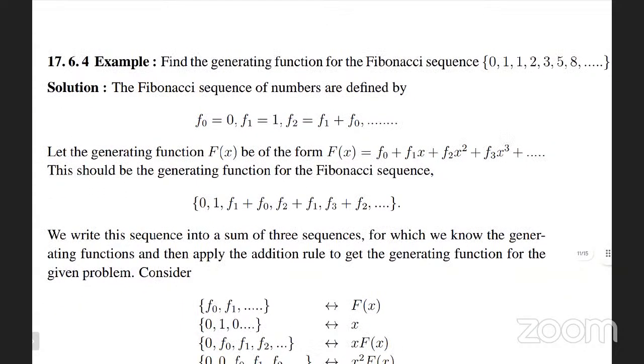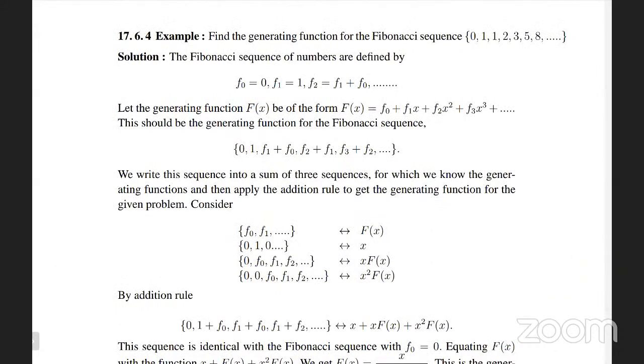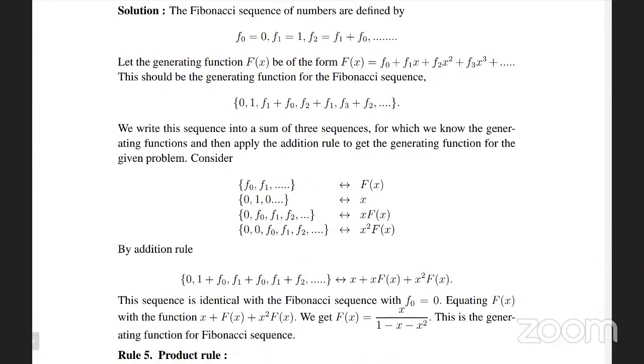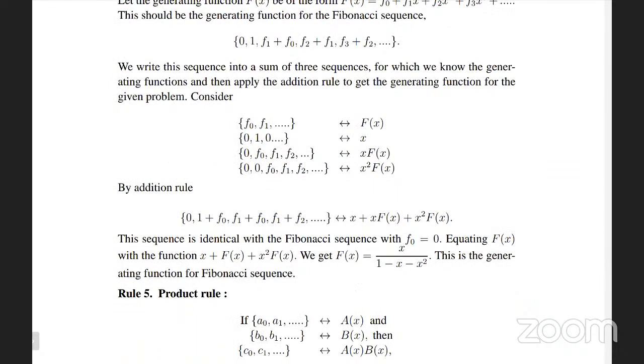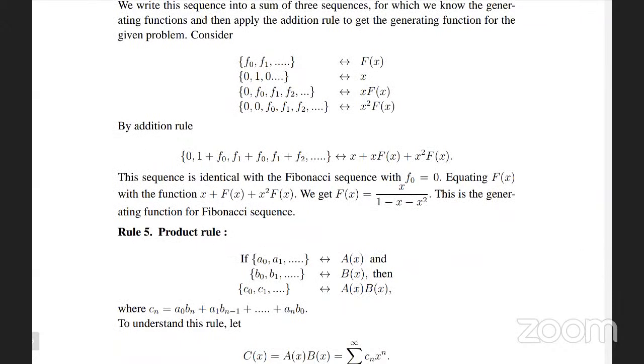I can take f naught equal to 0, f1 equal to 1, f2 equal to f1 plus f naught. Here, generating function F of x equals f naught plus f1 x plus f2 x square plus f3 x cube, and so on. So 0, 1, then f2 equals f1 plus f naught, f3 equals f2 plus f1. Next, these are the function sequences. If I take f naught, f1, it is capital F of x, and 0, 1 means x, and the products x into F of x and x square into F of x. So this rule will automatically be added. I can get x plus x into F of x plus x square into F of x. So the function is x divided by 1 minus x minus x square. This is called the generating function of the Fibonacci series. It's most important.